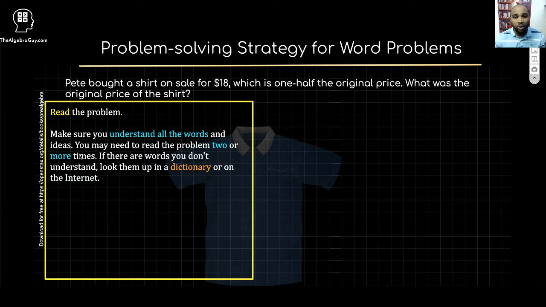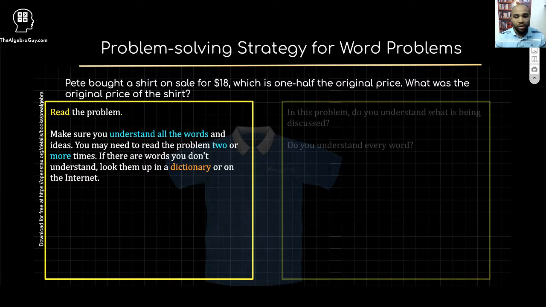Some students don't want to do that. But man, even as an adult, as someone who spent hundreds of hours doing math, I still read the problem multiple times because I still tend to misread if I go too quickly. So if there's words you don't understand, look them up in a dictionary or the internet.